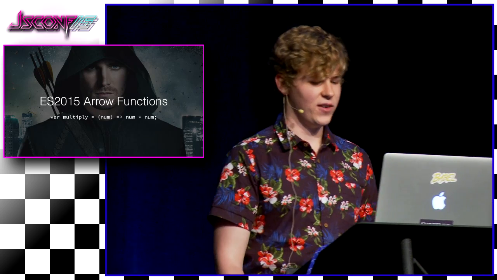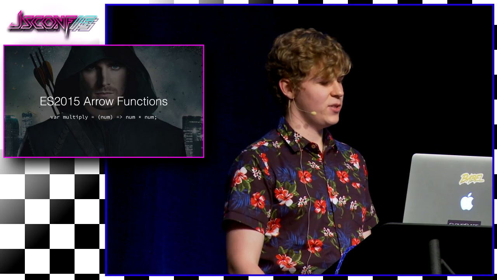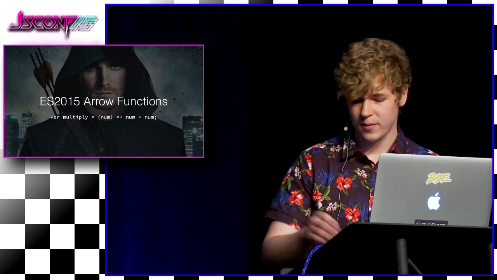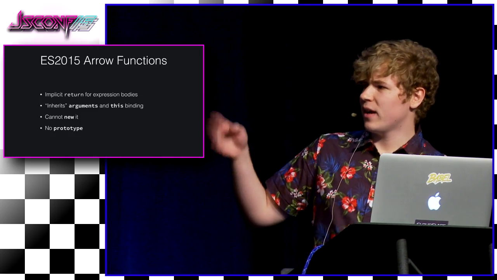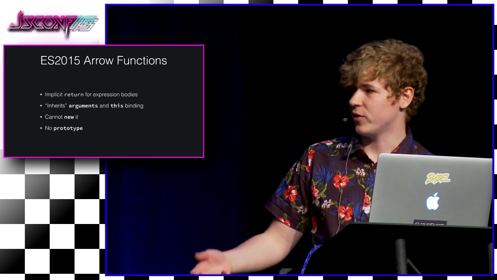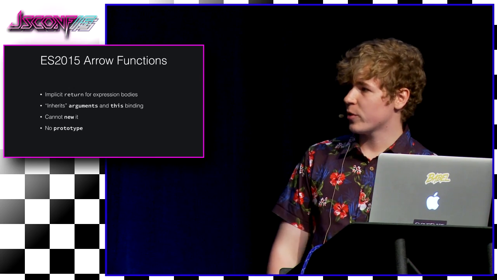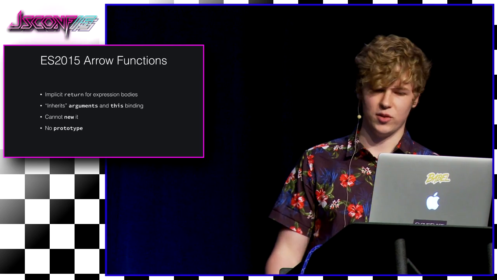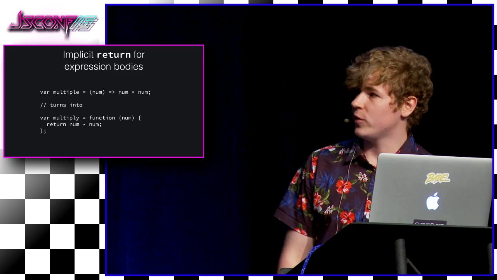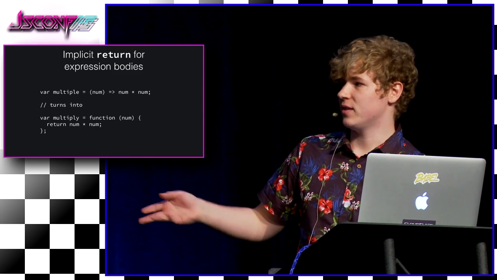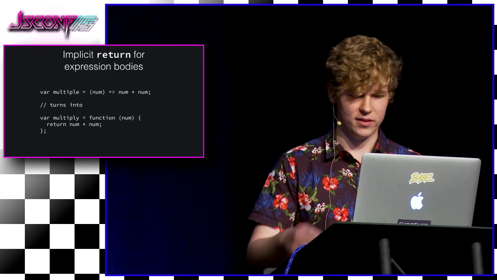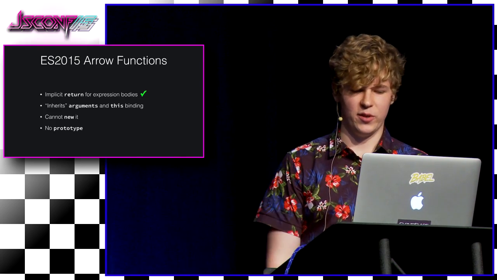These are a different way to write functions. I've picked this feature specifically because it's seemingly straightforward how to transpile, but there are some hidden gotchas associated with it where it's not perfect. So these are the 4 main semantics of arrow functions. It has an implicit return for expression bodies, it inherits the arguments and this bindings, you cannot new it, and it has no prototype. So for this example, it turns var multiple into a return. At this stage, it's almost just syntax candy. So yes, we can do implicit return for expression bodies.